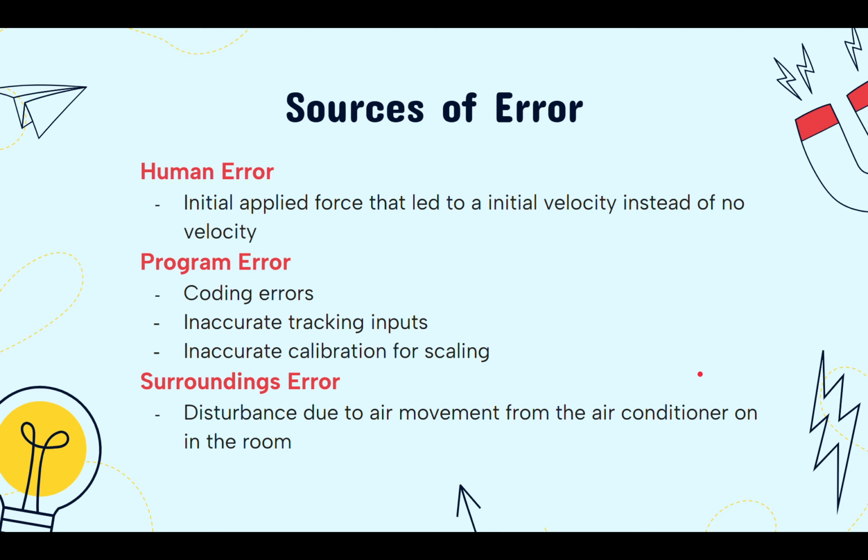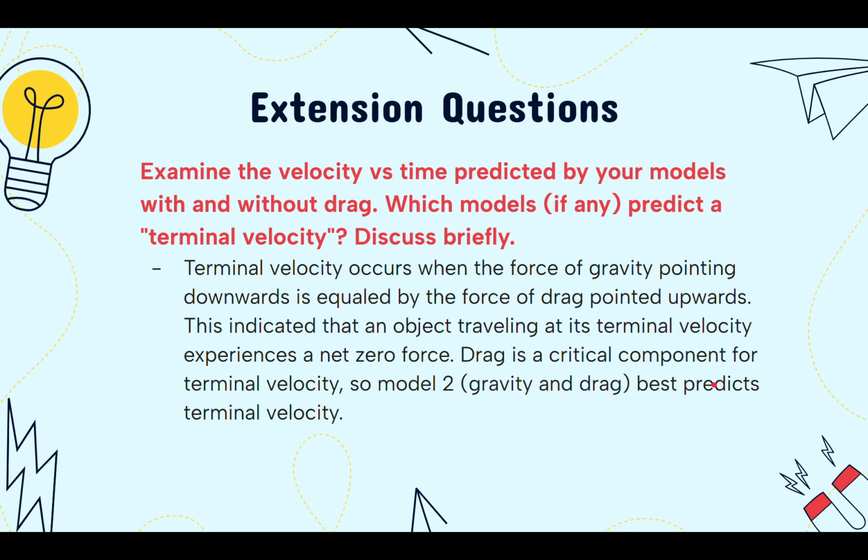Potential sources of error in this experiment range from human errors, being an initial applied force that led to an initial velocity rather than no velocity, or programming errors such as coding errors or inaccurate tracking inputs and calibration settings, and surrounding errors such as air disturbance due to the air conditioner being on in the room. Now, moving on to the extension questions.